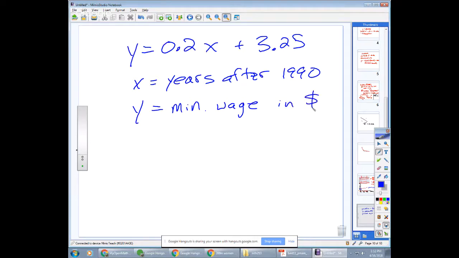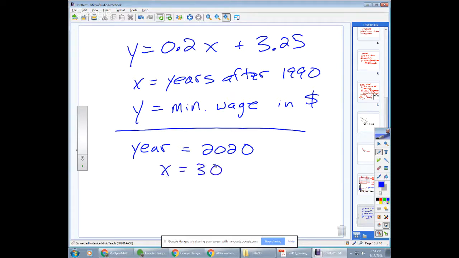So let's predict what the minimum wage is going to be in 2020. Over the last few years, there's been lots of states playing around with minimum wage, and it's been a national dialogue too. So if I want to look at the year 2020, I have to backtrack and say, okay, how many years after 1990 is that? It's going to be 30 years. So that means we want to plug in x equals 30 into our model. So we then calculate y is 0.2 times 30 plus 3.25.